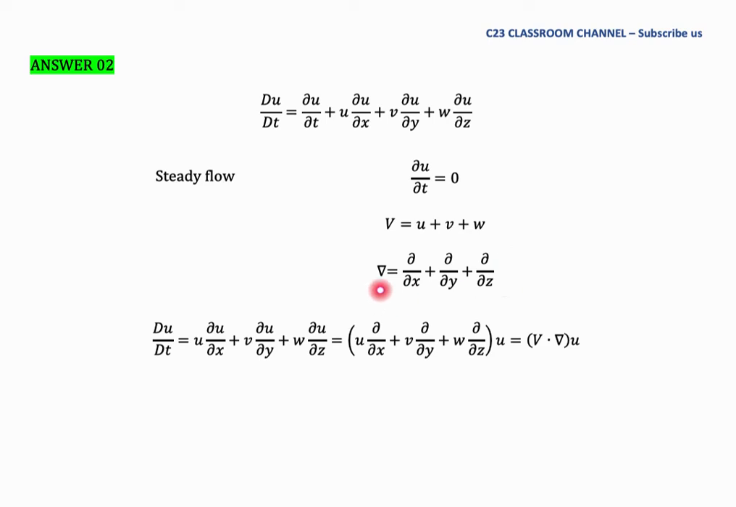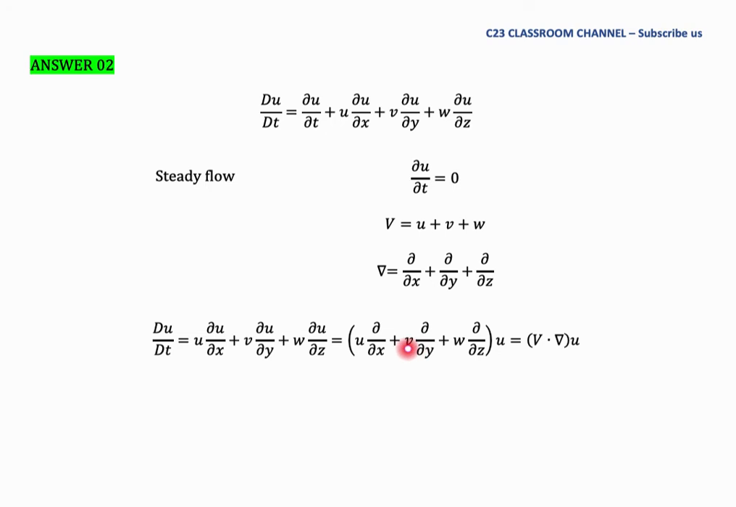And the nabla is actually the simplification of this term, ∂/∂x plus ∂/∂y plus ∂/∂z. And then we could write down the terms here, because ∂u/∂t is equal to 0 now. We have Du/Dt as this term, and then we could factor the value of u here. So we could have the bracket here and u, and we could simplify that.